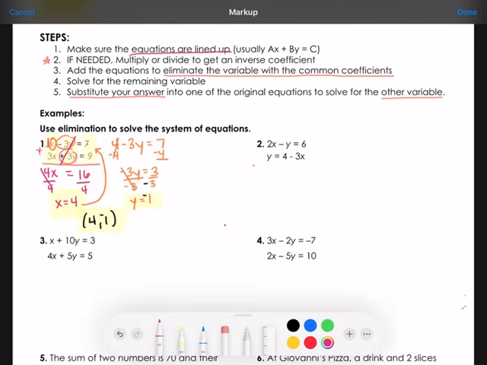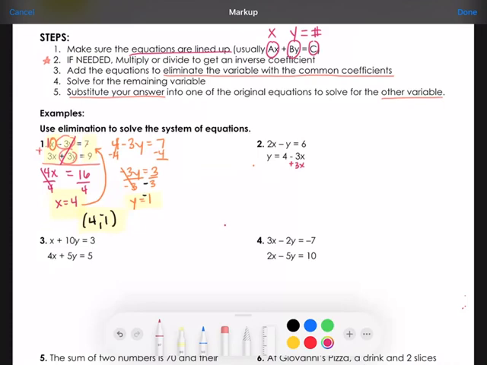This first one is in the form, usually we want these in the form ax plus by equals c, or in other words, we want to have our x's and our y's equaling a number, okay? And the first one is 2x minus y equals 6, okay? The second equation, though, is in y equals form.